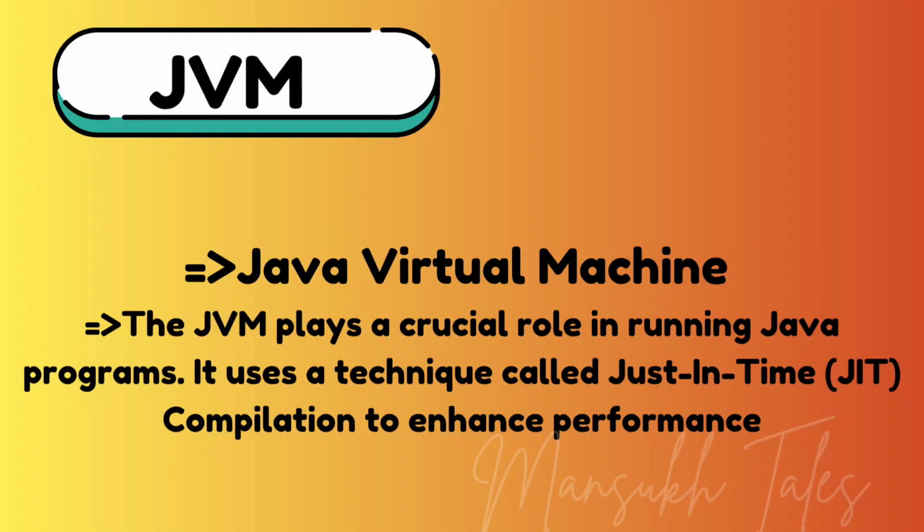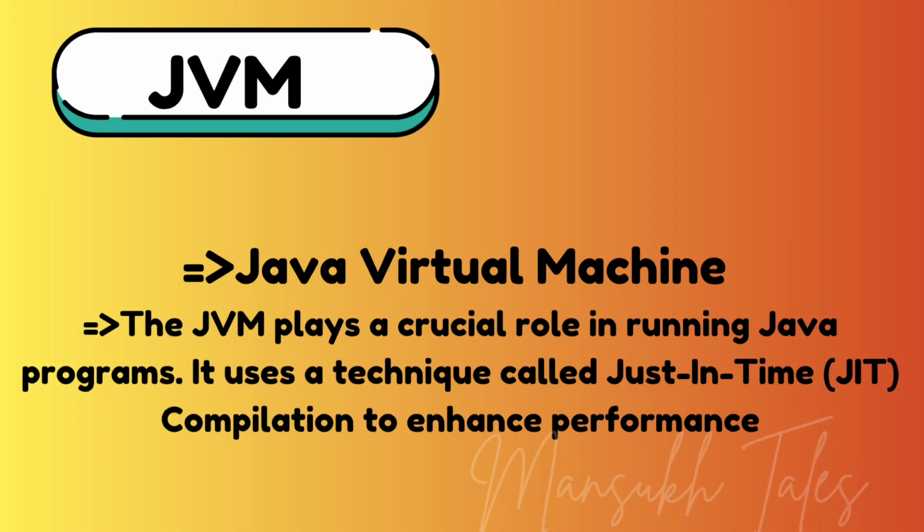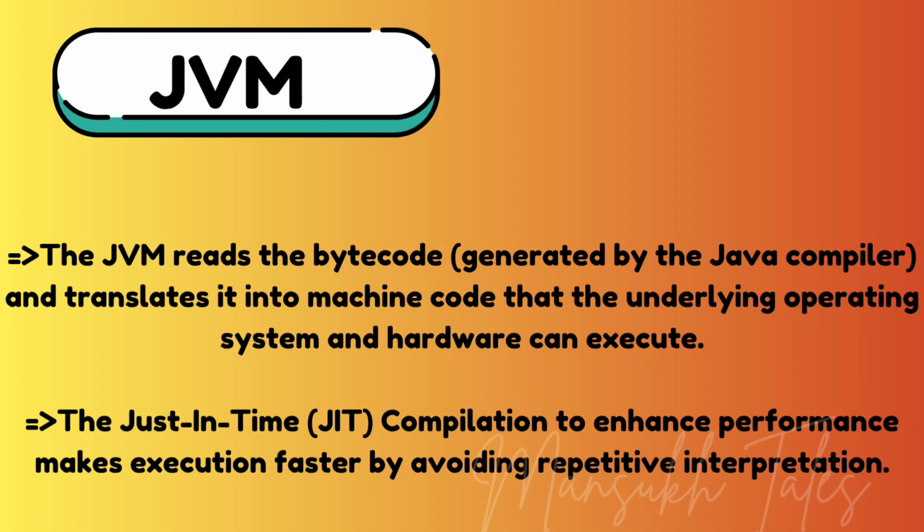Inside the JRE, you will find the JVM or Java Virtual Machine. This is where all the magic happens. The JVM takes the bytecode your Java program compiles into and translates it into machine code specific to your system. The JVM reads the bytecode generated by the Java compiler and translates it into a machine code that the underlying operating system and hardware can execute.